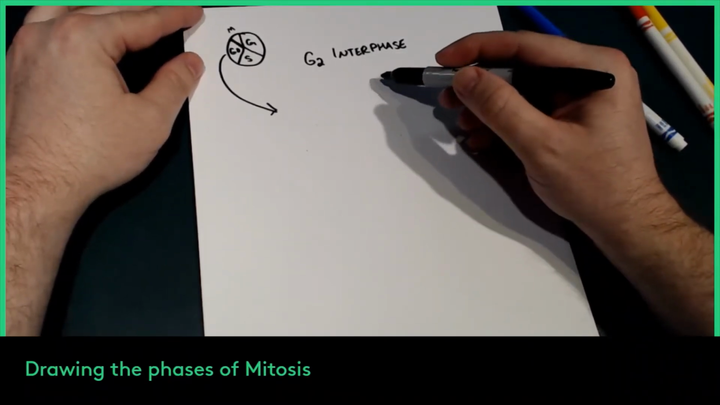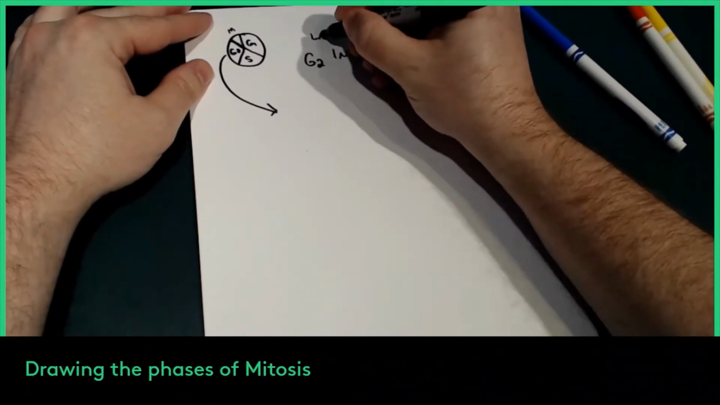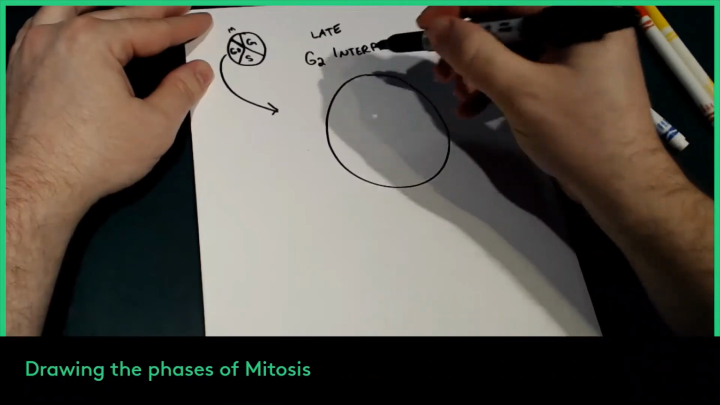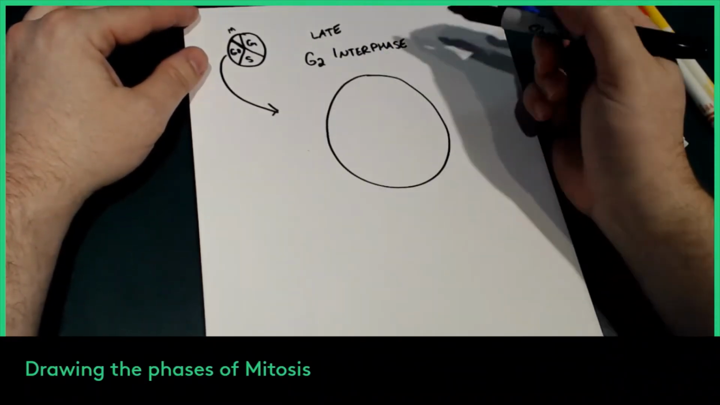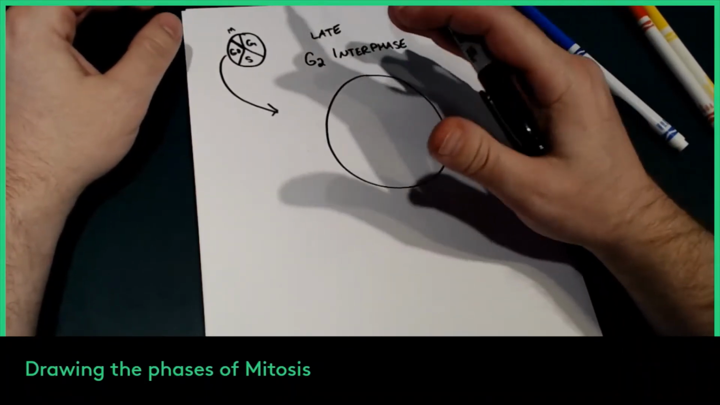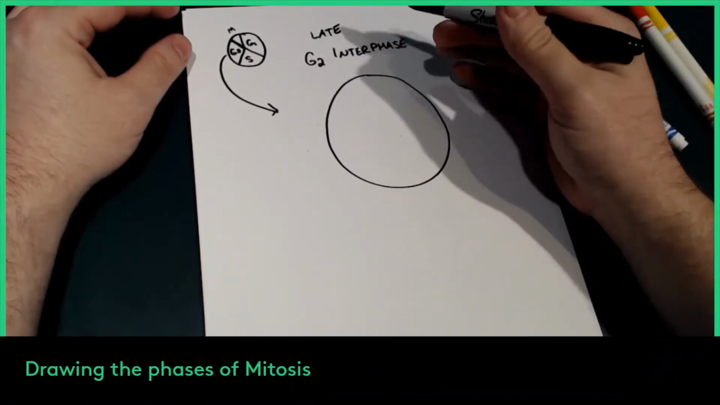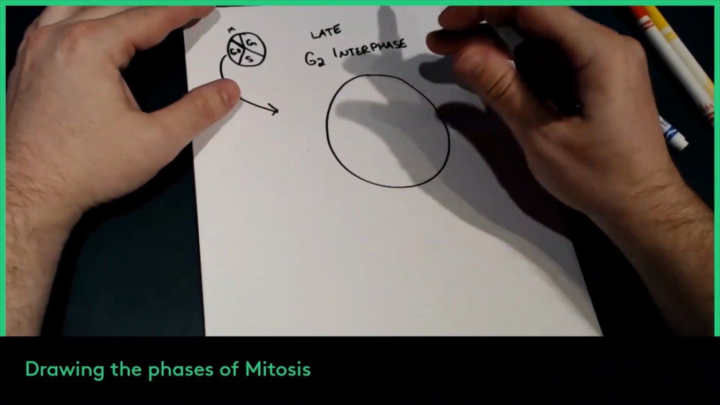Okay, and G2, let's call it actually late G2, late interphase. Our cell is probably pretty big, right? Remember that surface area to volume ratio is pretty important. And I am not going to draw all the stuff inside the cell here. In other words, I'm not going to draw the rough ER, the mitochondria, things like that, because they're not super important for today. But of course, they're all in there, right? Everything's there that should be there.